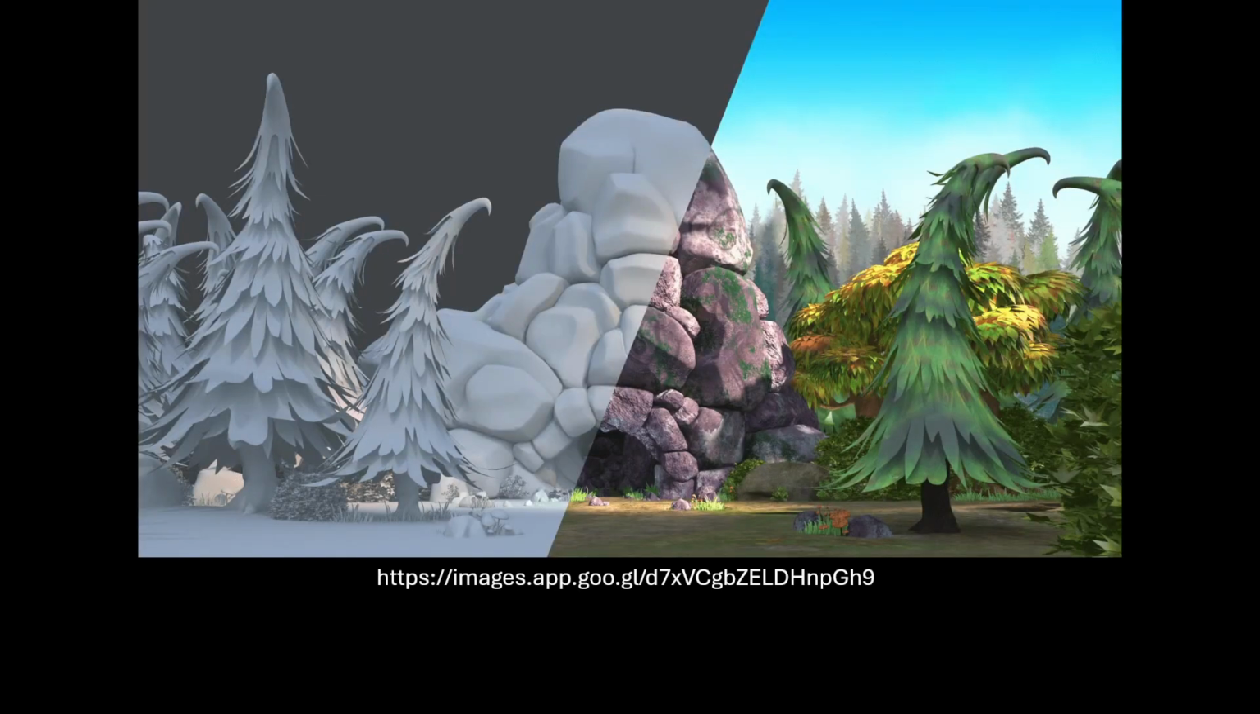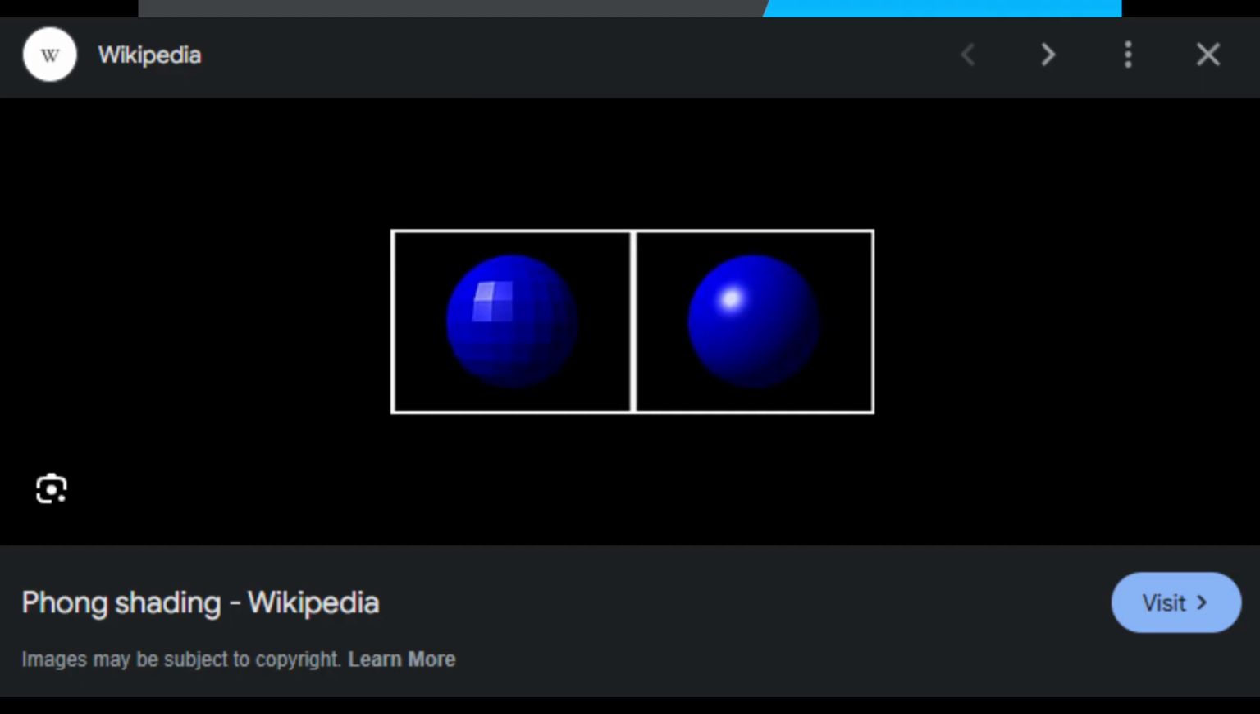So this is an example of a shading model. Other examples are the Phong shading model. So what is the Phong shading model? It is one of the earliest and most common shading models. Phong shading interpolates surface normals and calculates light intensity for each pixel.